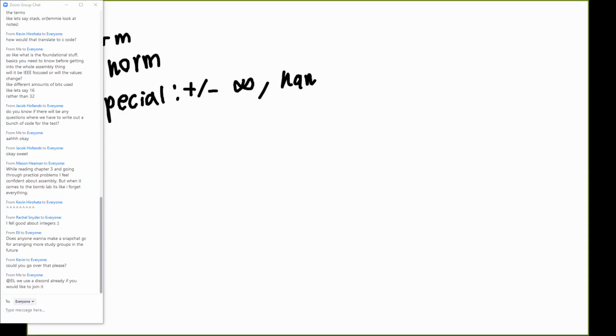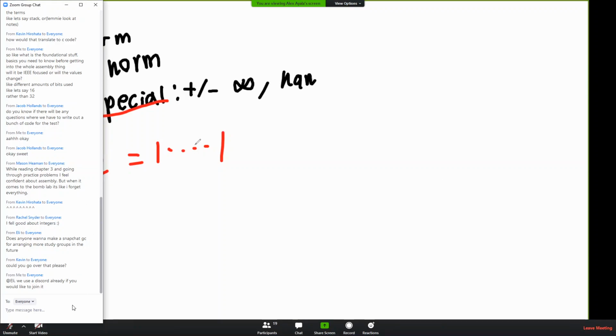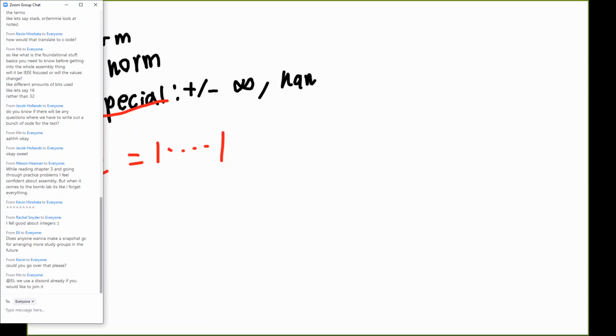Yeah. So the special case, maybe I write this in a different color. The special case is going to have the situation where our exponent is just going to consist of a bunch of 1s. And that's how we immediately know we're in a special case. So if you see a problem and you see a bunch of 1s in the exponent, just think to yourself, special case. Otherwise, if we're in the denormalized case, we see a bunch of zeros.